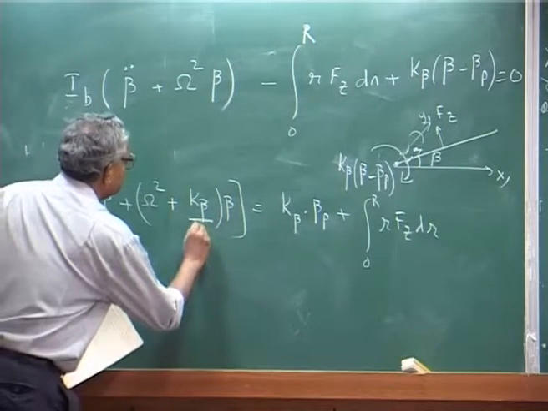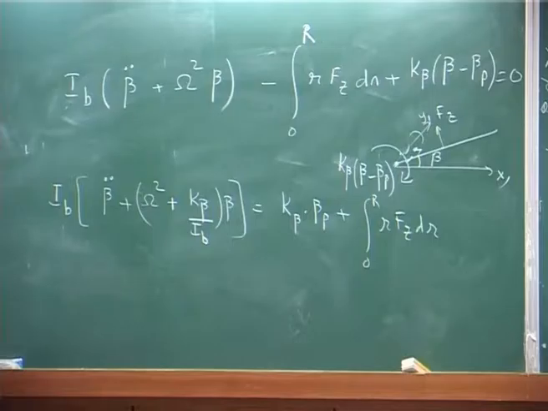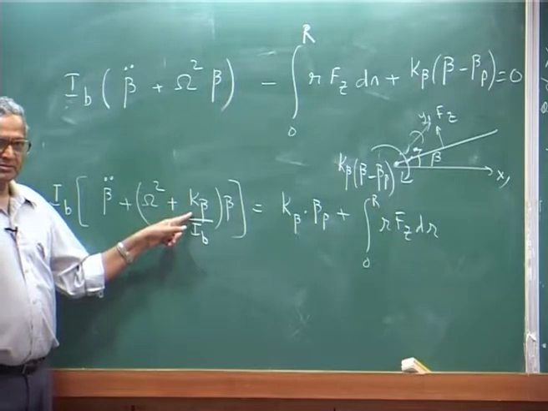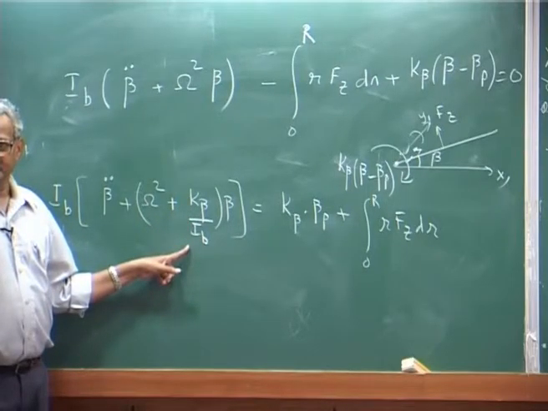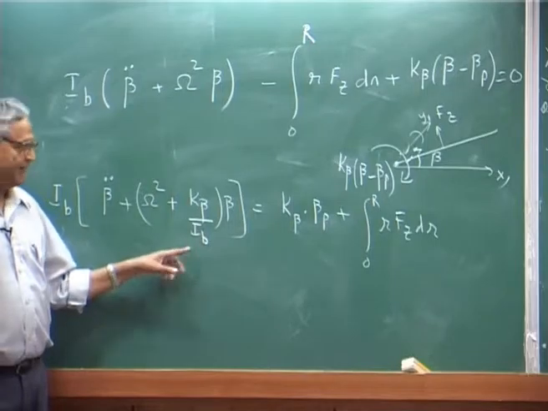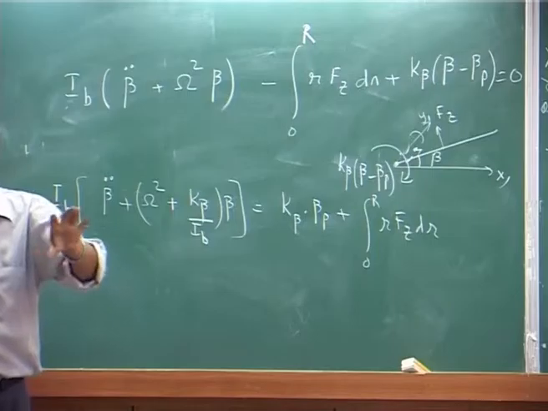Sorry, I have to put the I_b because k_beta over I_b, all right. Now, this is like a spring, k by m. So, I am adding additional stiffness to the blade.